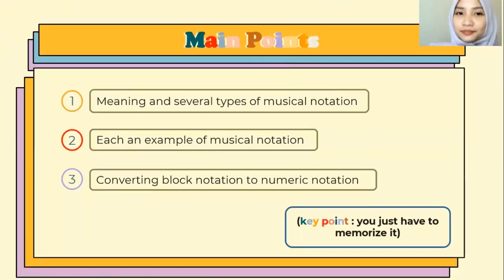Well, this brings me to the end of my presentation today. I'd just like to run through the main points again. First, I talked about the meaning of musical notation and gave examples of several types of musical notation. Then, I showed you examples of musical notation and how to voice those scales. Finally, I talked about the next step, which is how to convert block notation to numeric notation. The key point is you just have to memorize it.